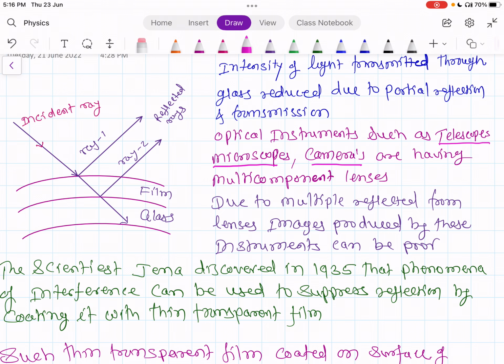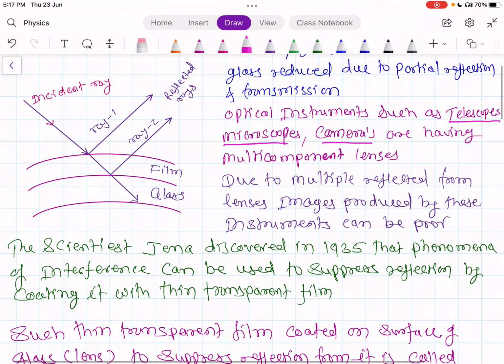Since several glass lenses are used, there would be multiple reflections of the light waves from these lenses, and the images produced by these instruments can then be poor. Every time there would be partial reflection and partial transmission. At the end, you will get a very poor image.